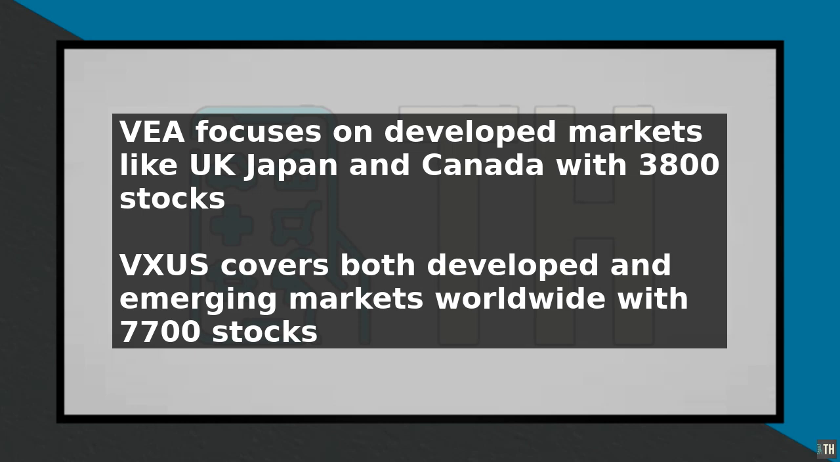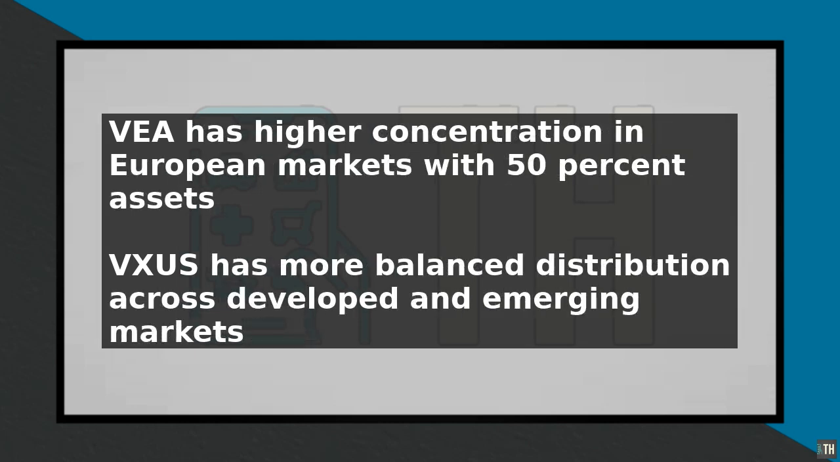When it comes to fees, both ETFs are relatively inexpensive. VEA has an expense ratio of 0.05%, while VXUS has an expense ratio of 0.08%. Although the difference is small, it can add up over time.